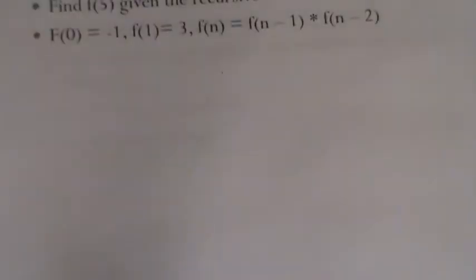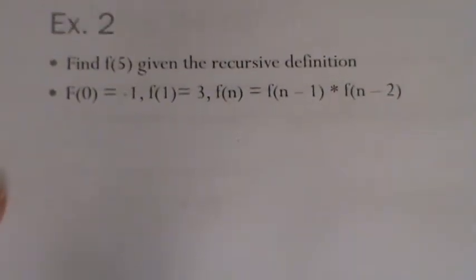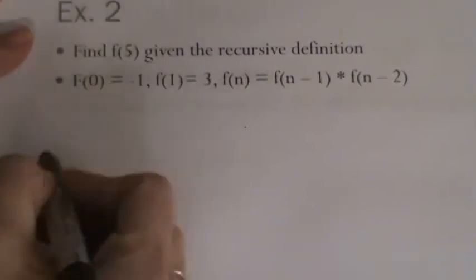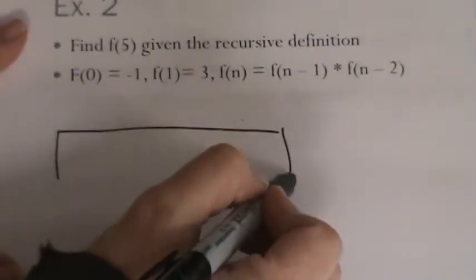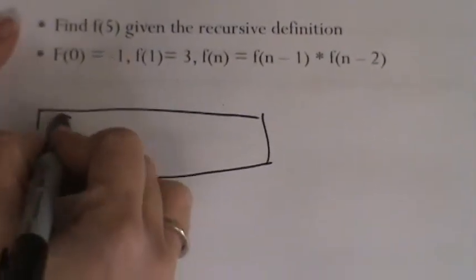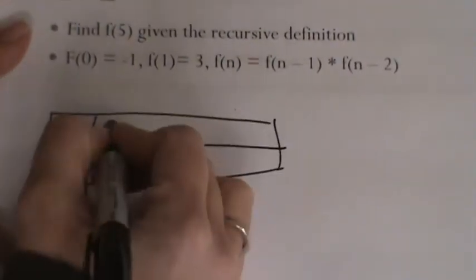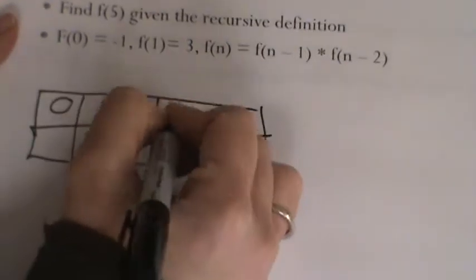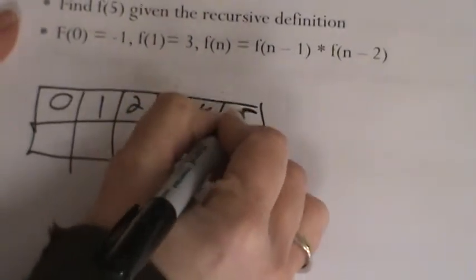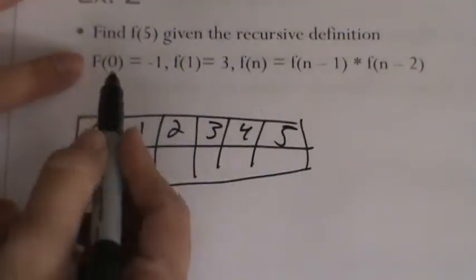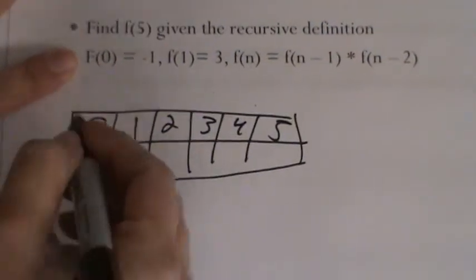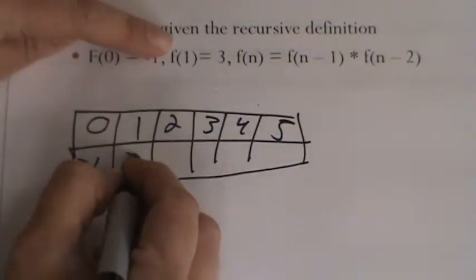So let's go ahead and try another one of these. Again, you see, we want to find f of 5, given this new recursive definition. So I want to make the table and count up to 5. But in this case, it gives me f of 0 is negative 1, and f of 1 is 3.